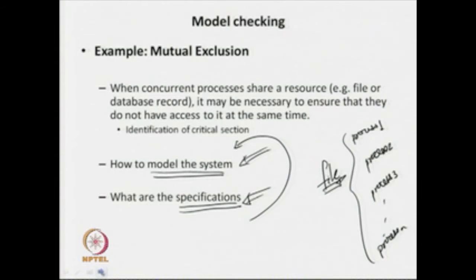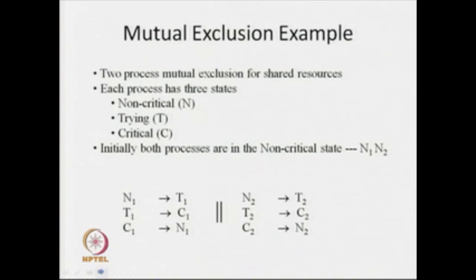Now, you just see what this mutual exclusion is. We are considering a simple case where we are having two processes. Mutual exclusion for shared resources: we are considering only two processes. These two processes are going to access some shared resources. It may be your shared memory, it may be a file, or it may be a database record.